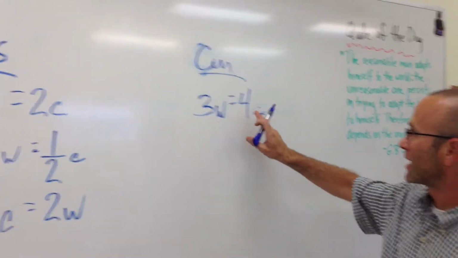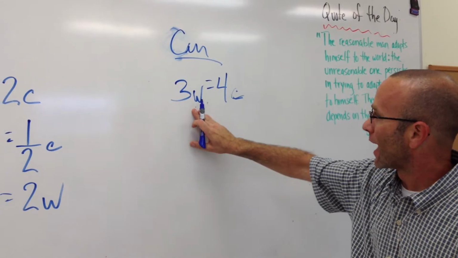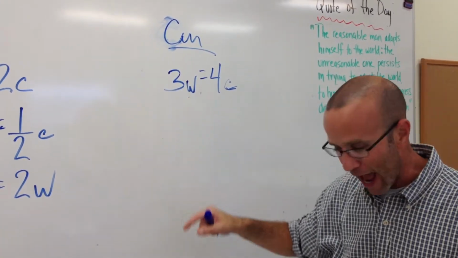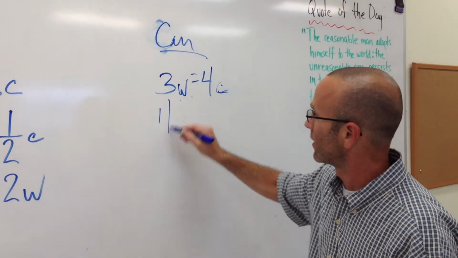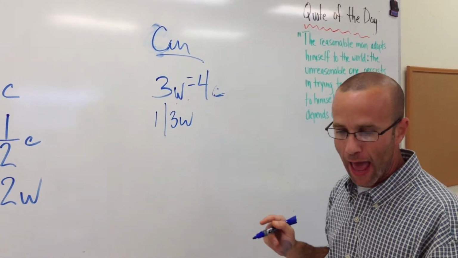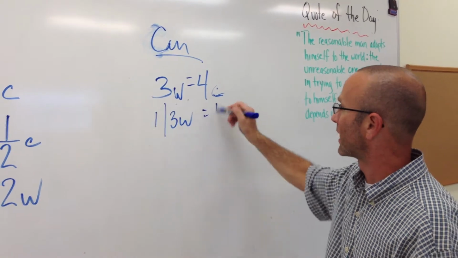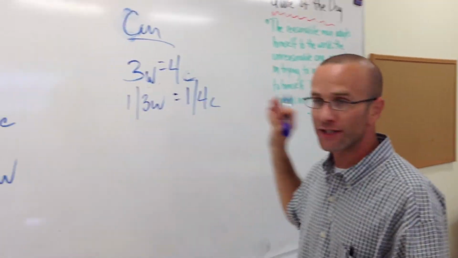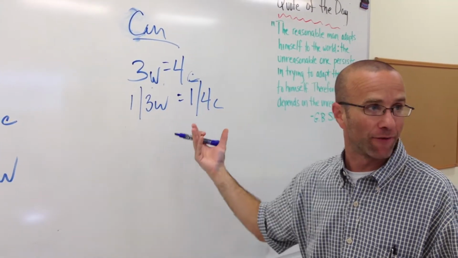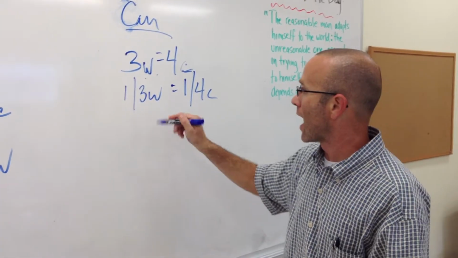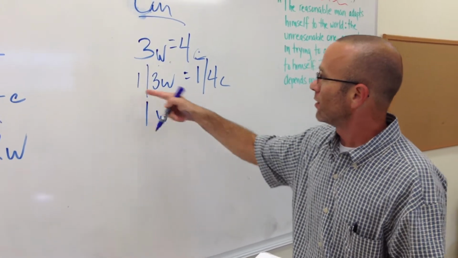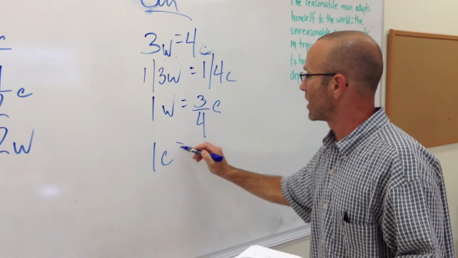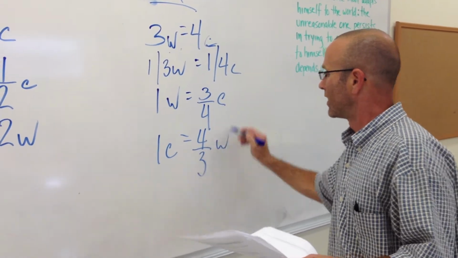So I got 3 hours equals 4 hours, don't make sense. But I can change this into an output problem. If it takes me 3 hours to make something, in an hour I'll make 1/3 of it, right? And for cloth, if it takes me 4 hours to make something, in 1 hour I'll have 1/4 of a cloth done. Now, change these inputs into outputs. Now I solve for per unit cost like I've done already. So I get 1W, multiply both sides by 3, equals 3/4 of a C. 1C equals 4/3 of a W.